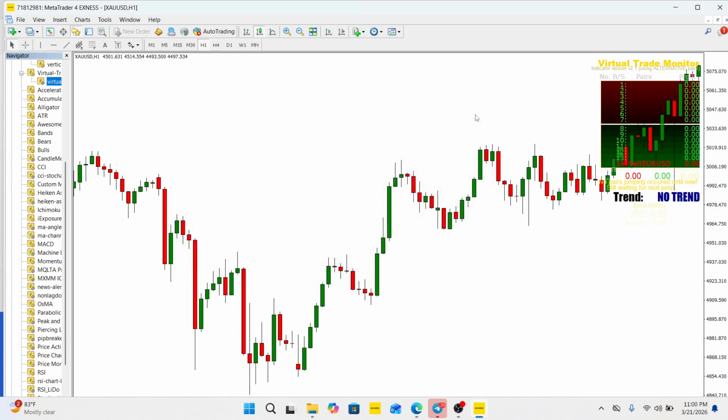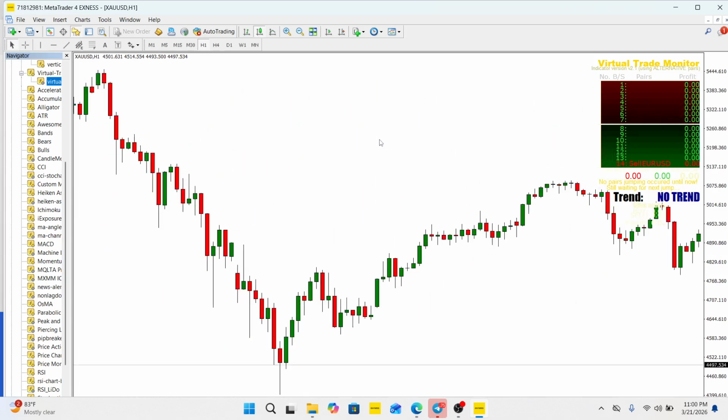So who is it for and what are its limitations? The virtual trade monitor is ideal for beginners practicing execution, strategy developers testing ideas, and discretionary traders who want to refine entries, exits, and risk management in live markets without financial risks.